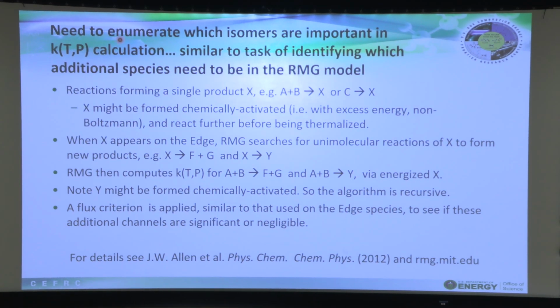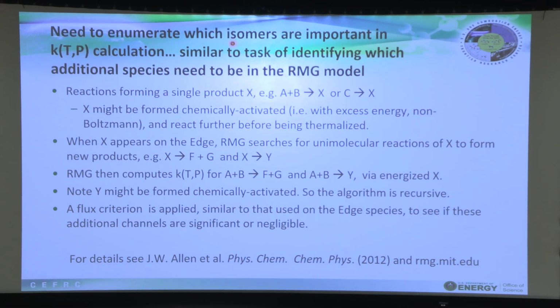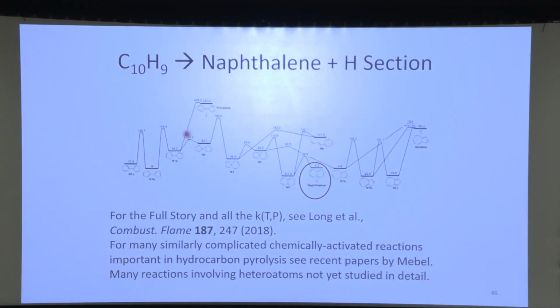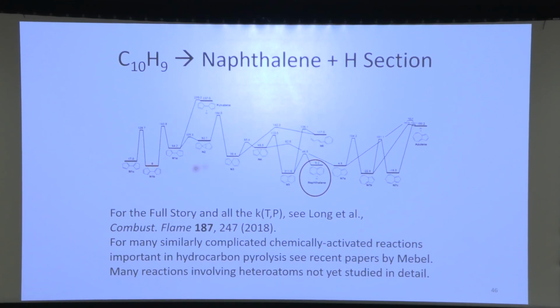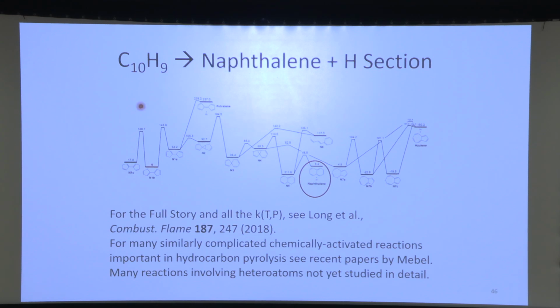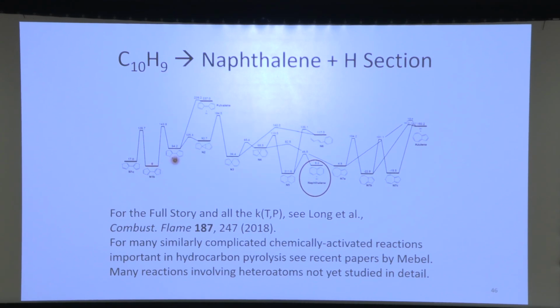All right, so if we want to try to figure this out automatically, we have to be able to enumerate all the different isomers. So let me just say what isomers are. All of these species, almost all these species you see are all C10H9. So they're all isomers of each other. They're just different rearrangements of the carbon and hydrogen atoms. And they all have like kind of relatively low barriers between them.